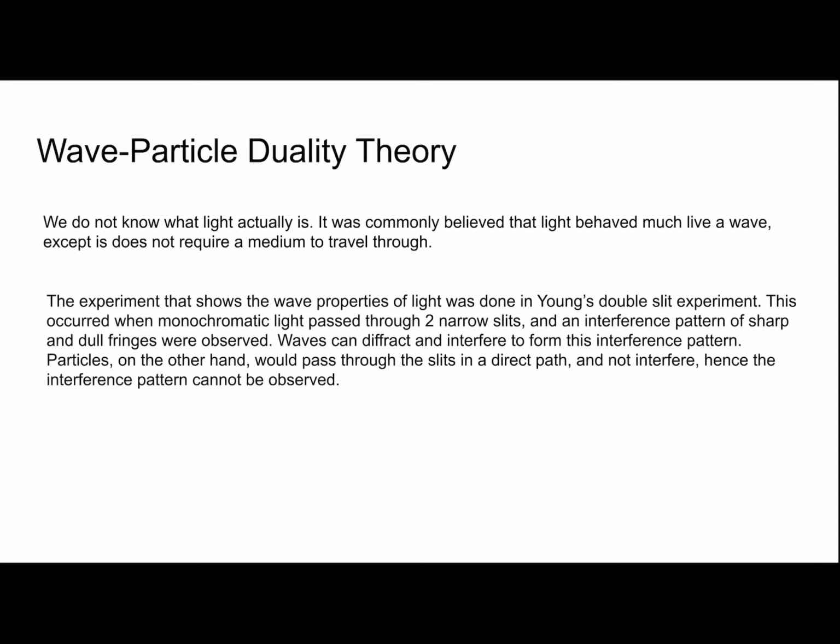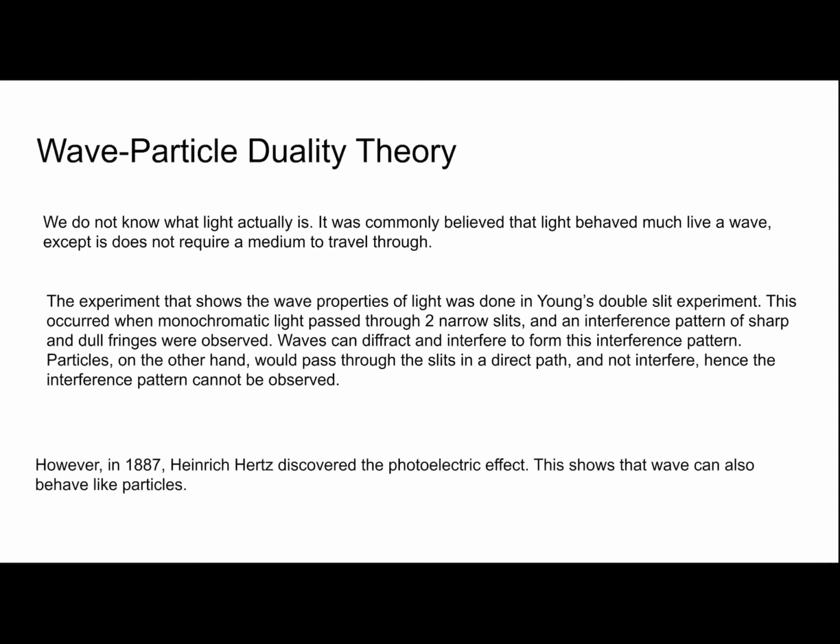However, in 1887, Heinrich Hertz discovered the photoelectric effect. The photoelectric effect is an experiment that showed that light can also behave like a particle. So light behaving like a wave is shown in Young's double slit experiment, and light behaving like a particle is shown in the photoelectric effect.